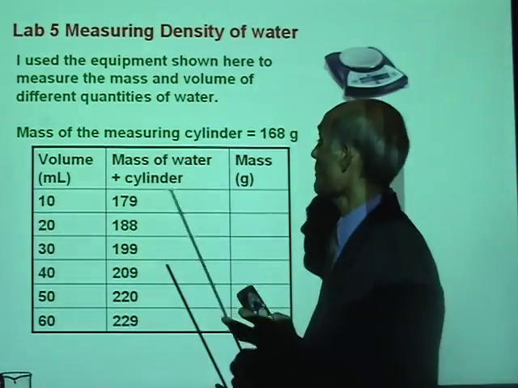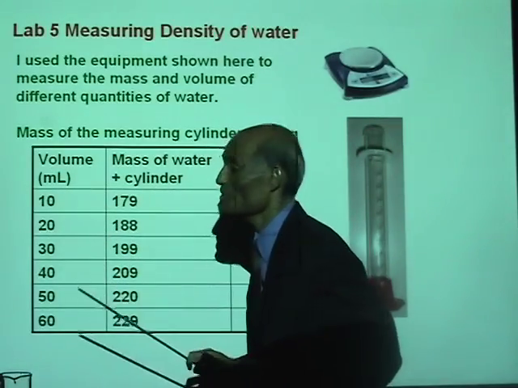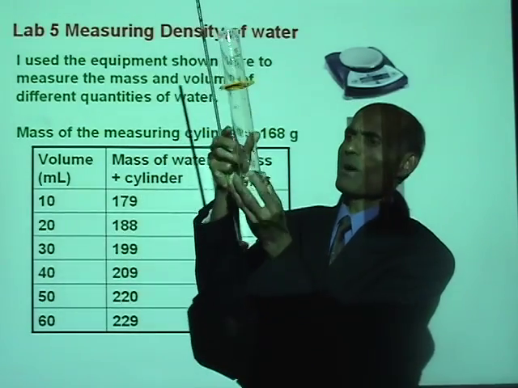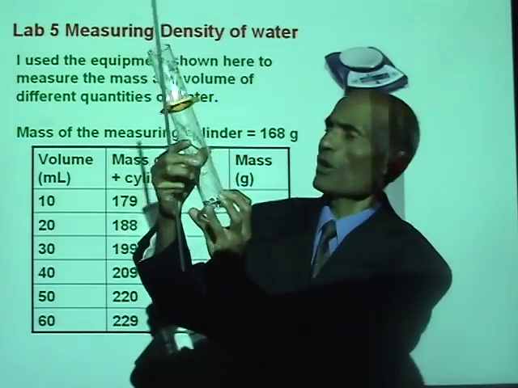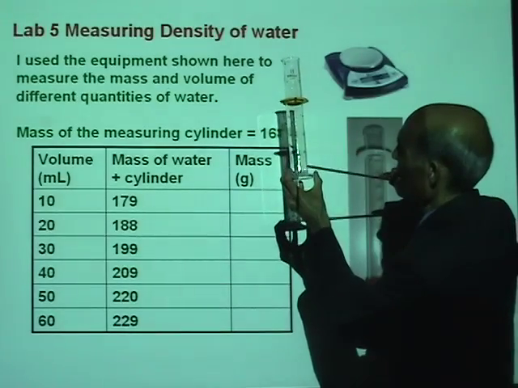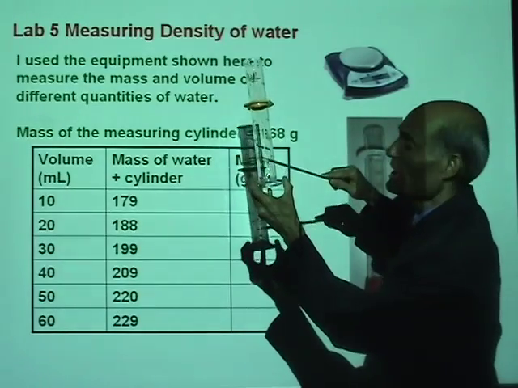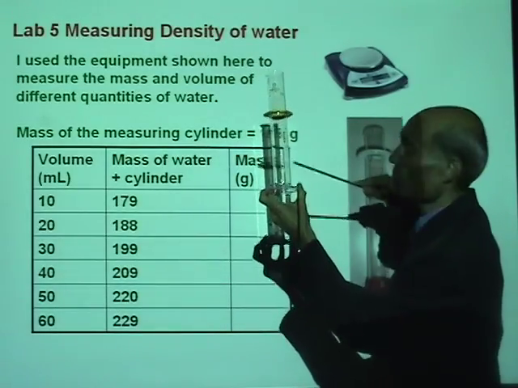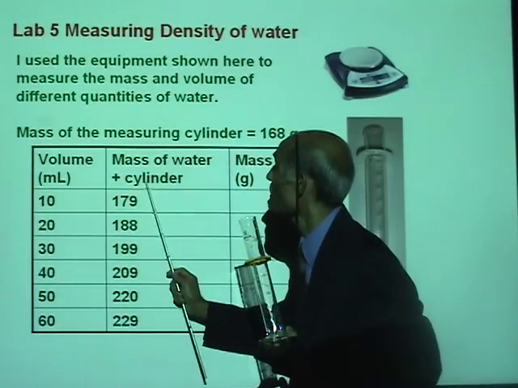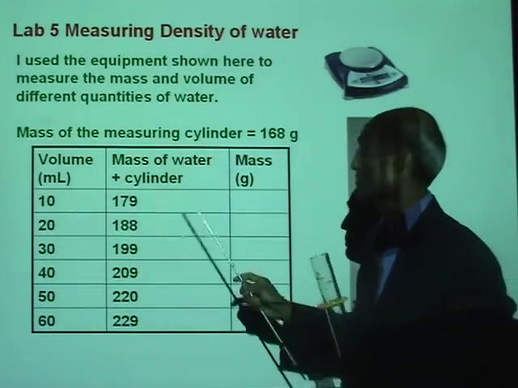Okay. And then, what I did is, I put 10 milliliters of water in it. You see, it's rather easy for you to do because it's all marked in milliliter. So, what you need to do is, put in some water so that, you see this is marked 10, 20, 30, 40, 50. So, I put in some water until it came up to 10 milliliter, and I measured the mass of that water plus the cylinder. I got 179 gram.